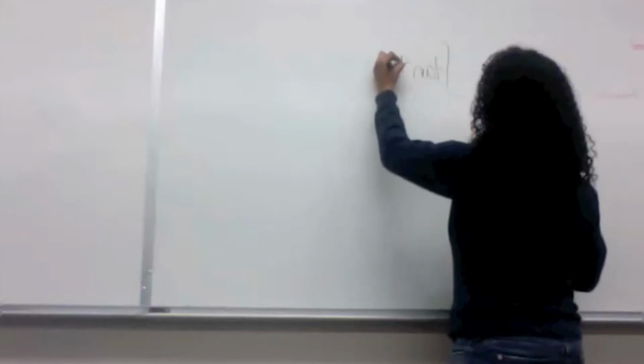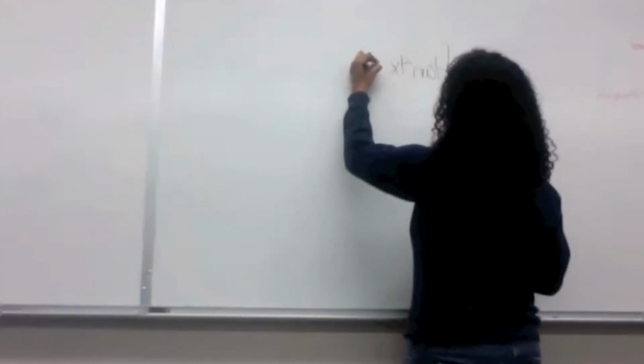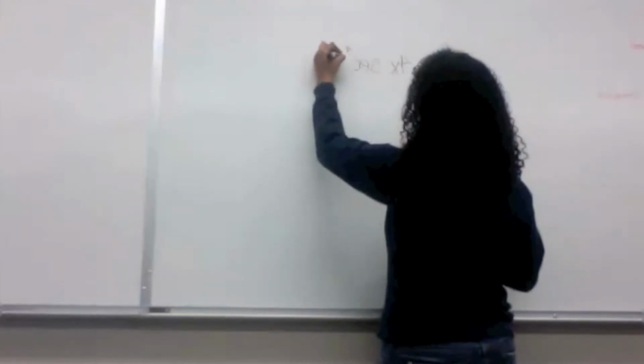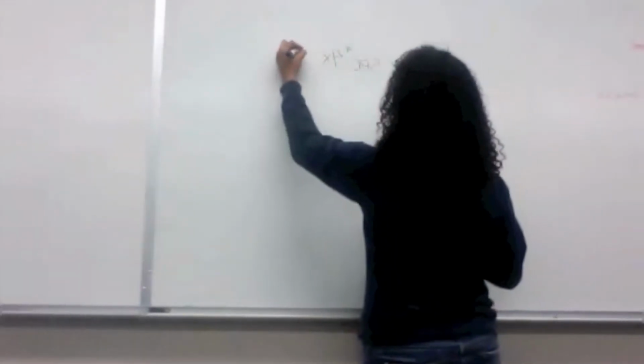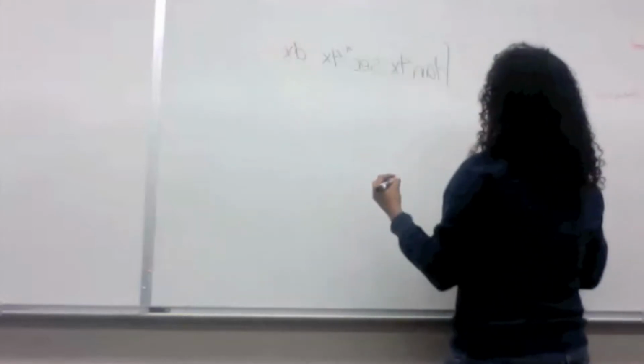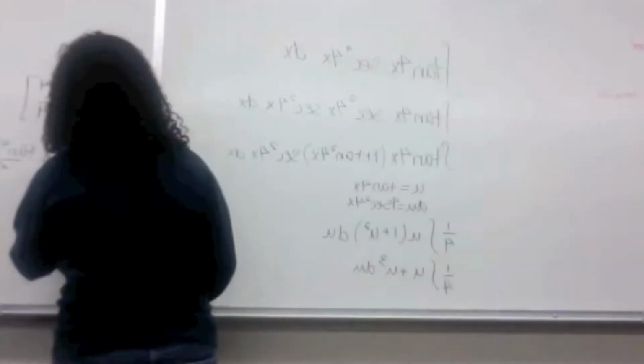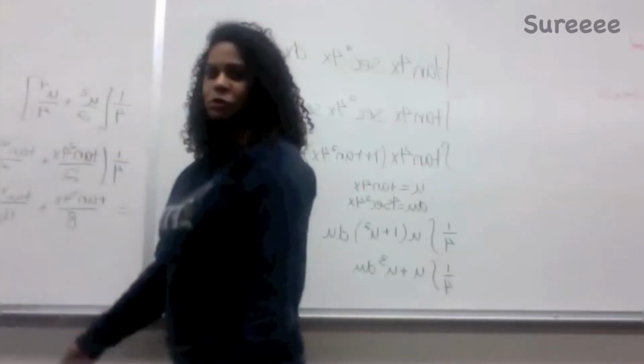Integral of tangent 4x secant to the fourth of 4x dx. Okay. So this is easy. That's how you do it. Do you have any questions or anything?